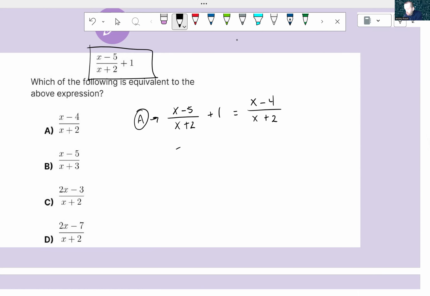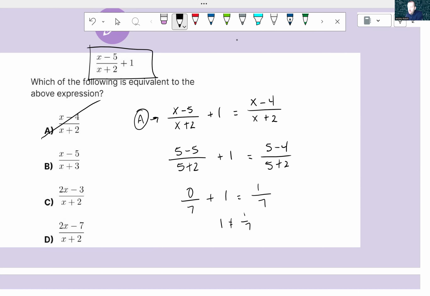Now our new equation is 5 minus 5 over 5 plus 2, plus 1, equals 5 minus 4 over 5 plus 2. All I've done is I picked a random number for x and plugged it in. Now, if we plug in the same number for x, it should give us a true statement. 5 minus 5 is 0, over 5 plus 2 is 7, plus 1, equals 5 minus 4 is 1, over 5 plus 2 is 7. So now this says 1 equals 1/7. And that's not a true statement. So now we can cross off A.